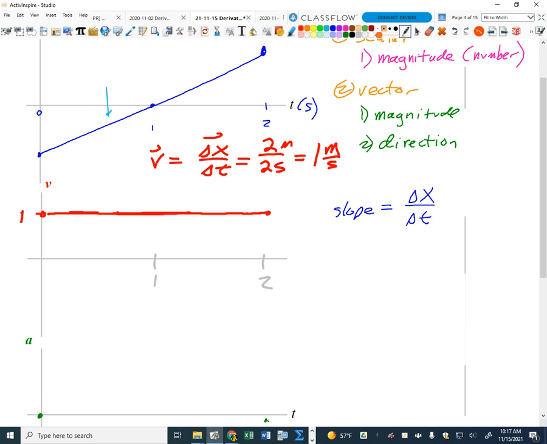Just a horizontal line. Okay, can we relate those pictures? Well, we talked about slope. Yeah, isn't that true? Isn't the slope of this blue line 1? And therefore, that's the value of velocity, right? Rise over run was 1, so that gave me this value.